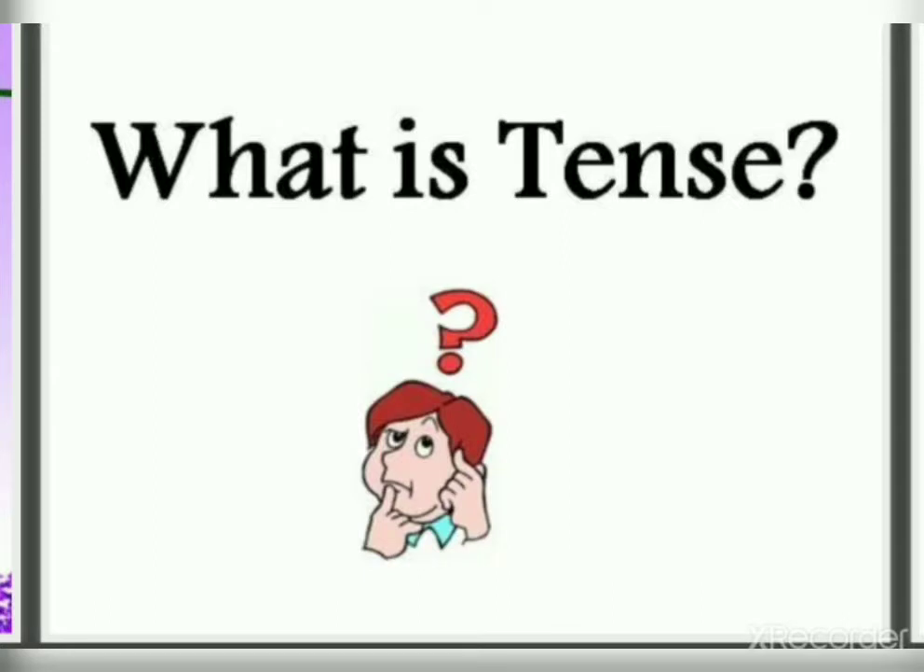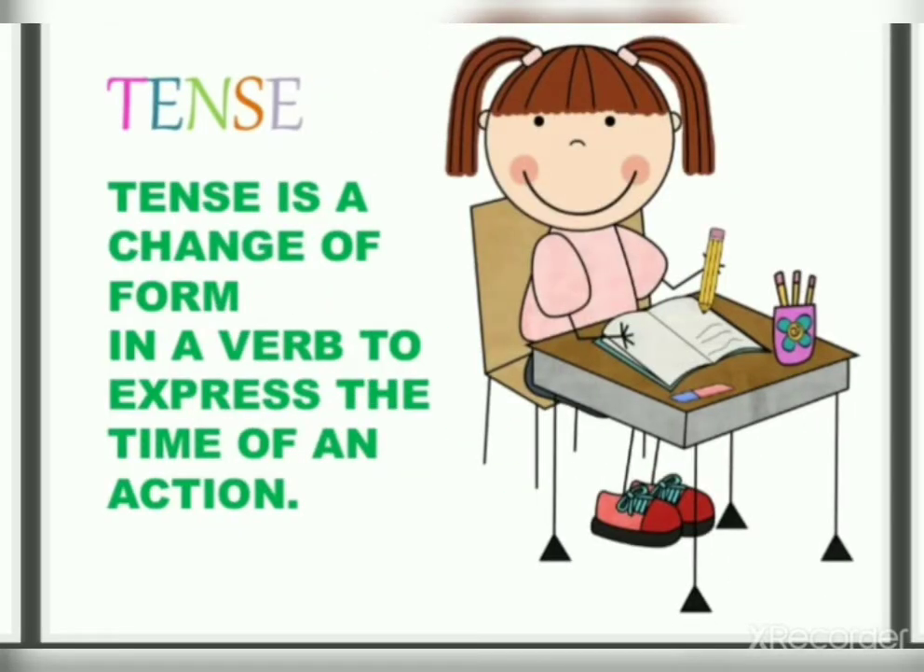What do you think? What is tense? What comes to your mind when we say tense? How can you define the tense? Let's see how grammarians define it. Tense is a change of form in a verb to express the time of an action. It means tense is the co-occurrence of time and action. When time and action come together, it becomes tense.